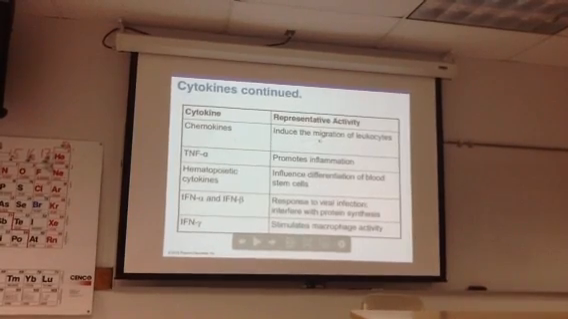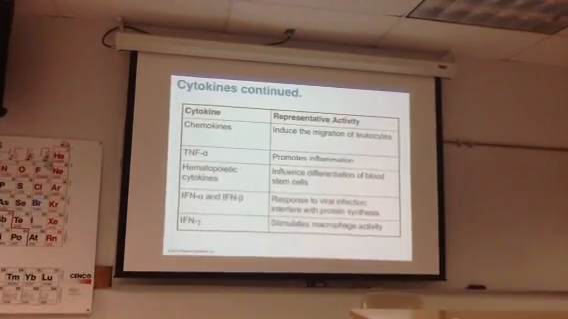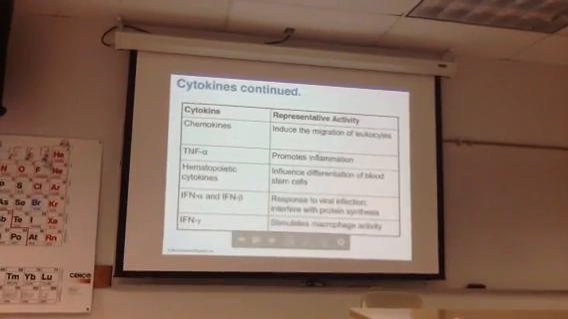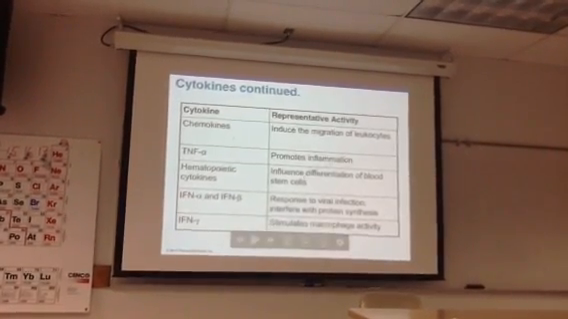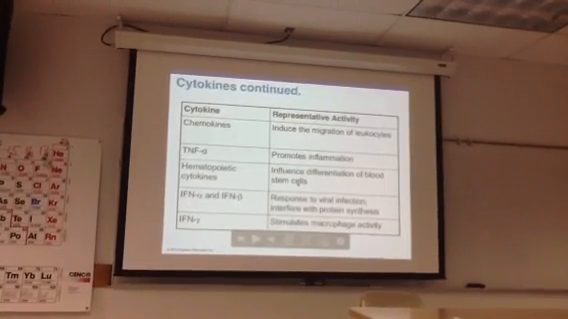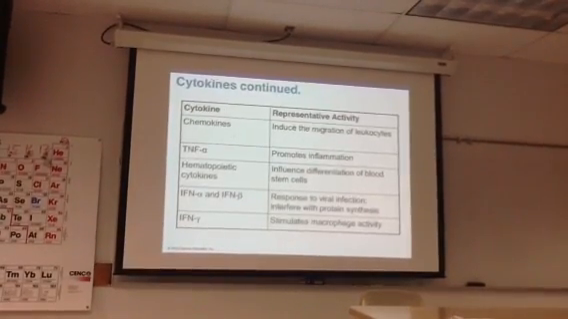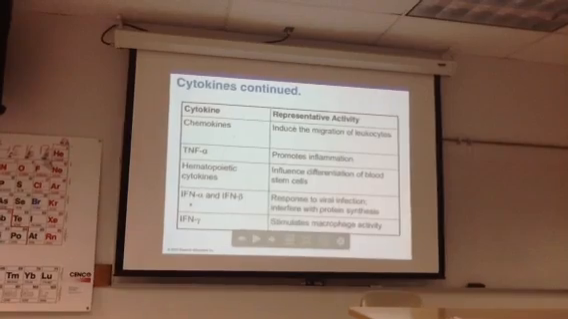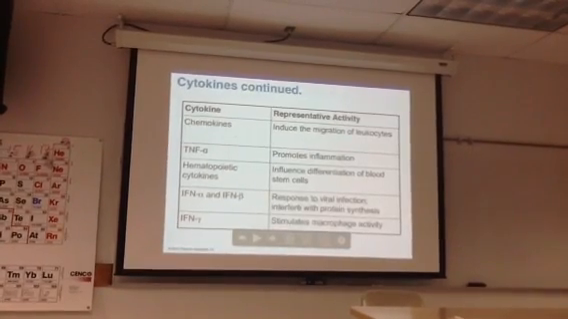Chemokines induces the migration of leukocytes. That means it causes the white blood cells to move through your body. TNF-alpha, we already saw that with the endotoxins. Hematopoietic, you have differentiation of your stem cells. And interferon alpha, beta, again, viruses, gamma, bacteria.